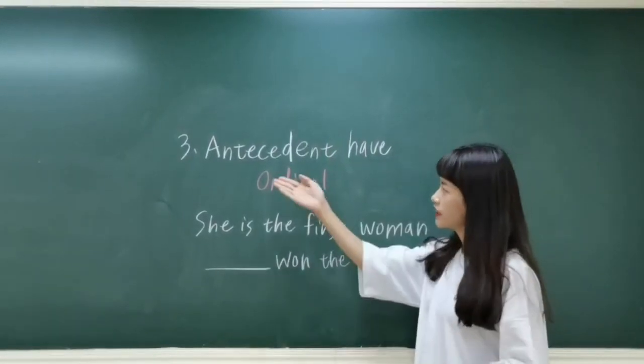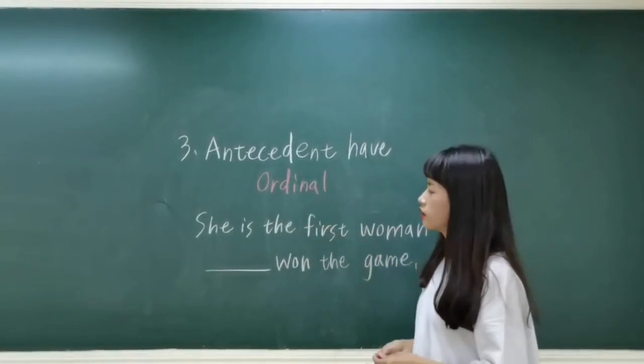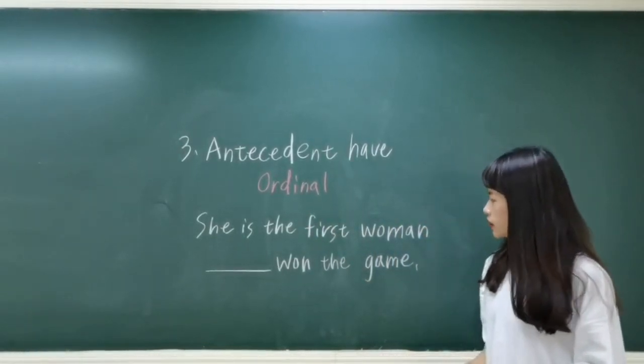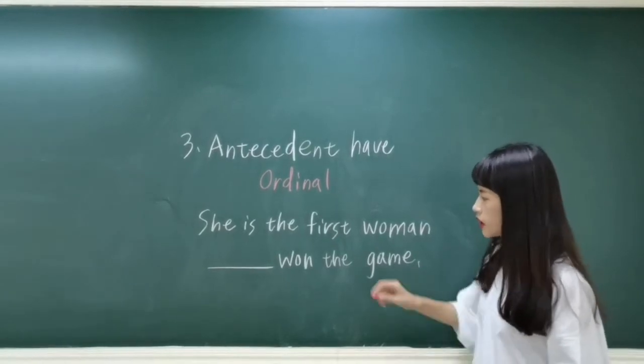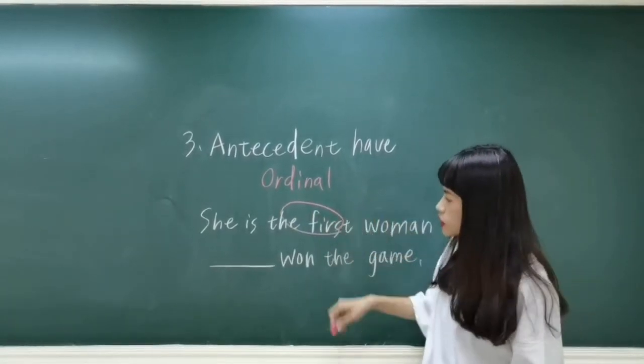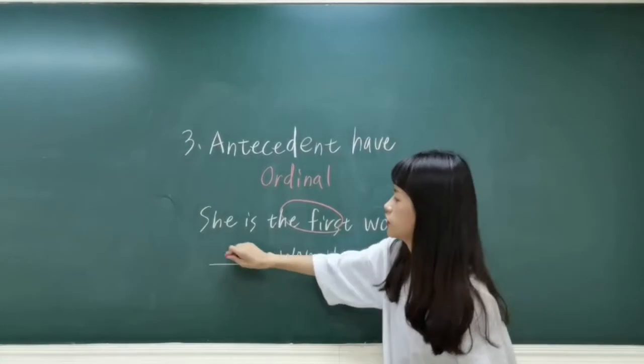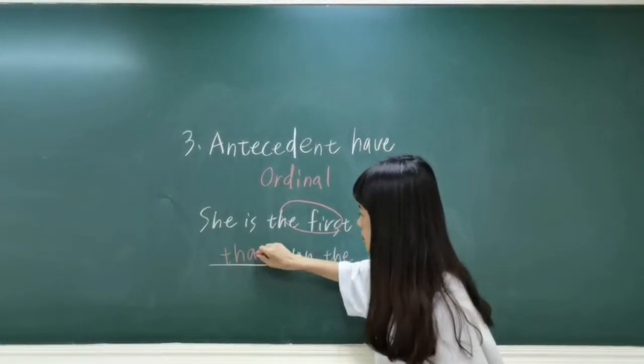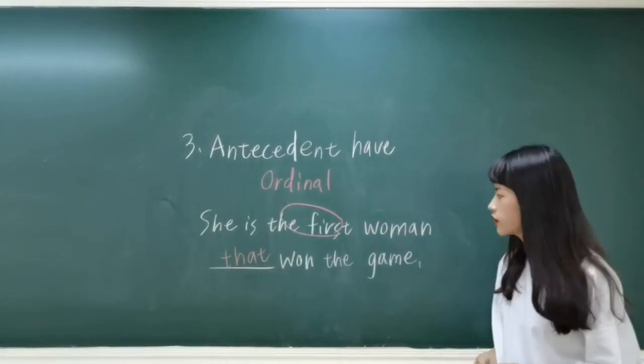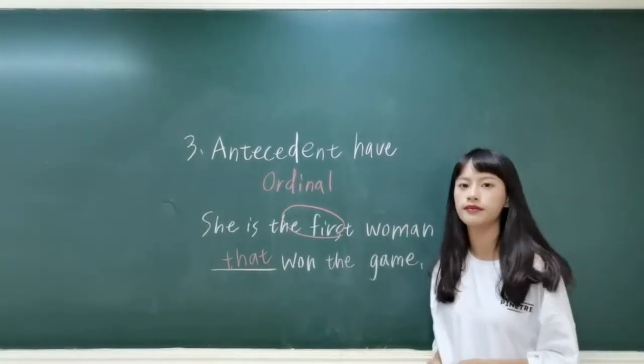Next one, the antecedent has an ordinal. For example, she is the first woman won the game. The first is an ordinal, so the relative pronoun has to use that. She is the first woman that won the game.